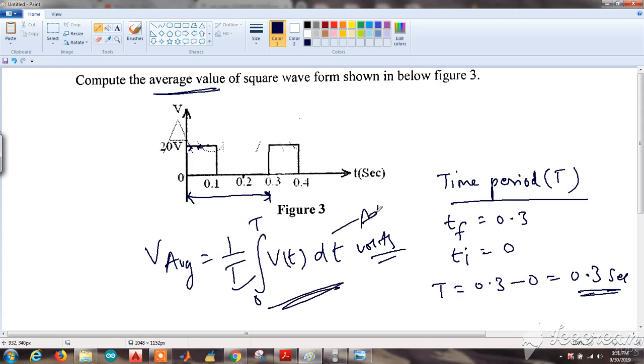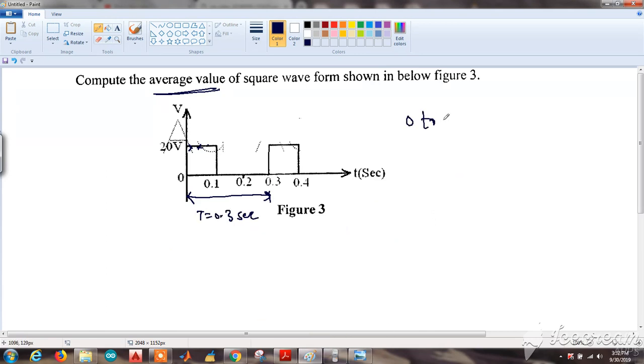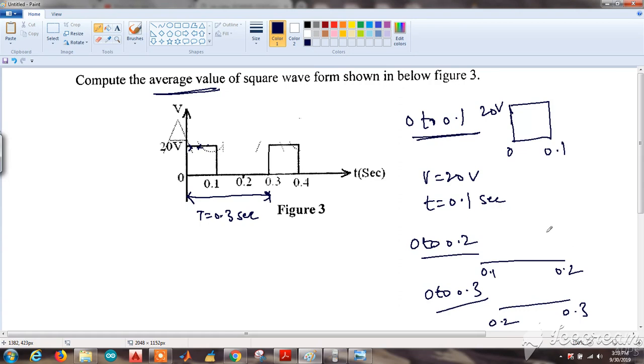Now what does integration mean? Integration means addition. Addition of what? Addition of the values of voltages till the time period T. That is, from 0 to 0.3 we have to add all the instantaneous values of voltages. For example, from 0 to 0.1 we have a rectangle, where the signal amplitude is 20 volts and the time period is 0.1 seconds. So V is equal to 20 volts and T is equal to 0.1 second. And from 0.1 to 0.3 seconds the signal is 0 volts.